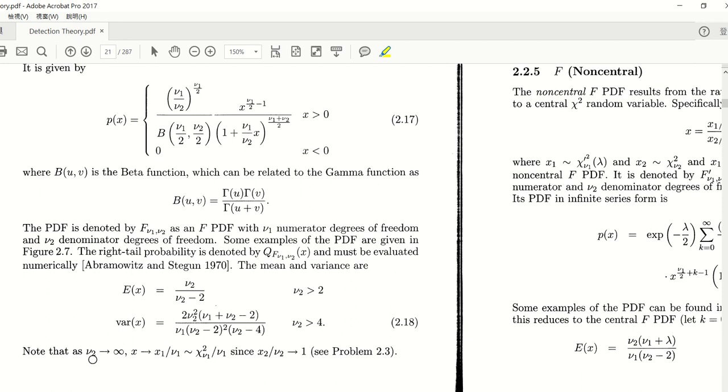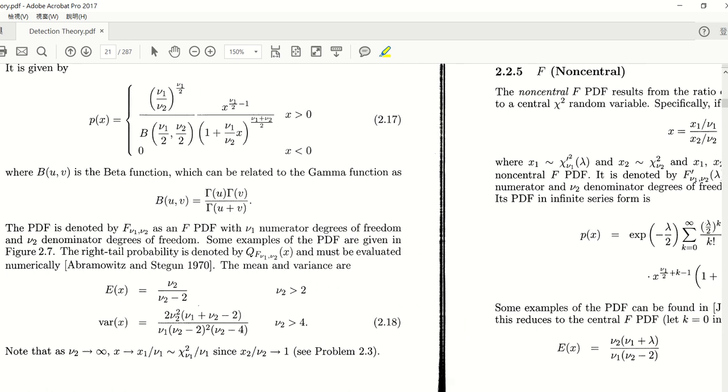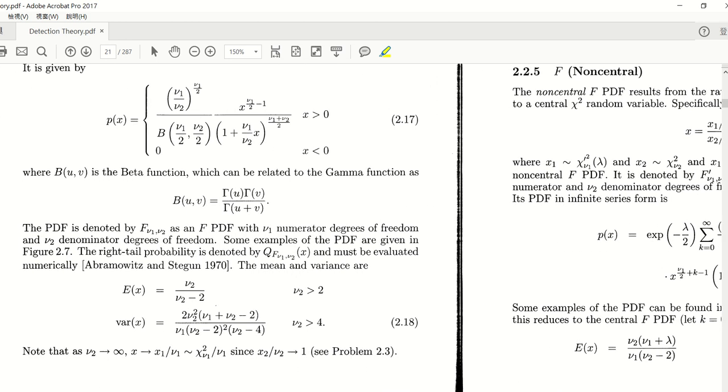Then there are some properties. As v2 approaches infinity, x will approach x1 over v1, distributed as chi-square v1 over v1, since the denominator term will approach 1. Okay, right. So let's take a look at this figure 2.7.